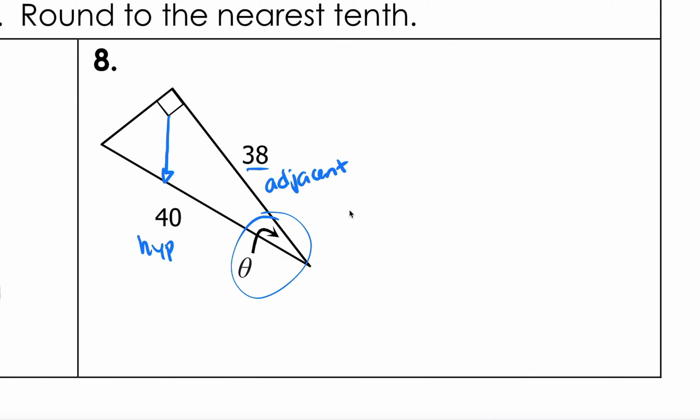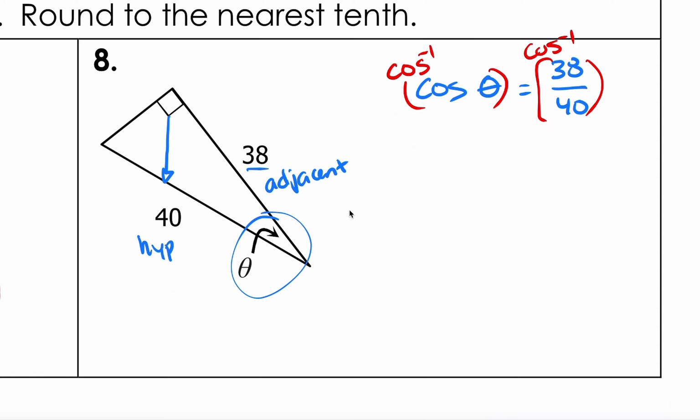Cosine, yes, cosine. So we're going to say the cosine of theta, because we don't know the angle, we're just calling it theta, equals the adjacent side, which is 38, over the hypotenuse, which is 40. And then to get the theta by itself, I need to get rid of that cosine. So what's the opposite of cosine? The inverse cosine, but I do it to both sides. And so these cancel, so I get theta equals the inverse cosine of, again, parentheses, 38 over 40.